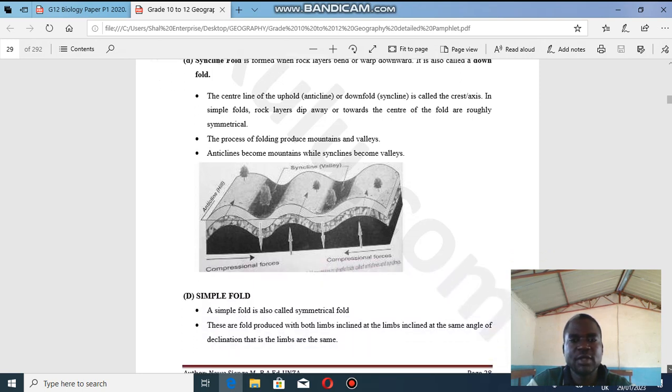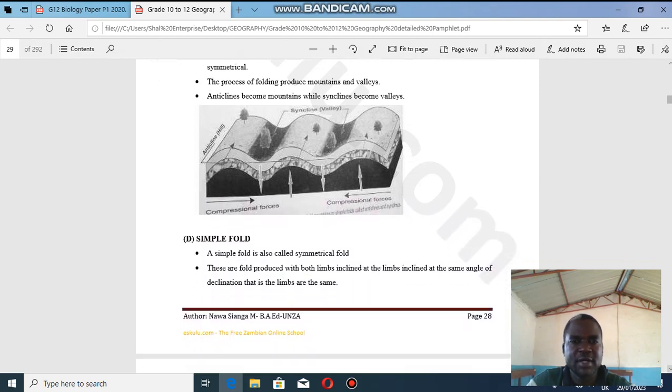The process of folding produces mountains and valleys. Anticlines become mountains, then synclines become valleys. You take note of this as well. For anticlines, you just remember an anthill, which is elevated land. Then syncline is below.